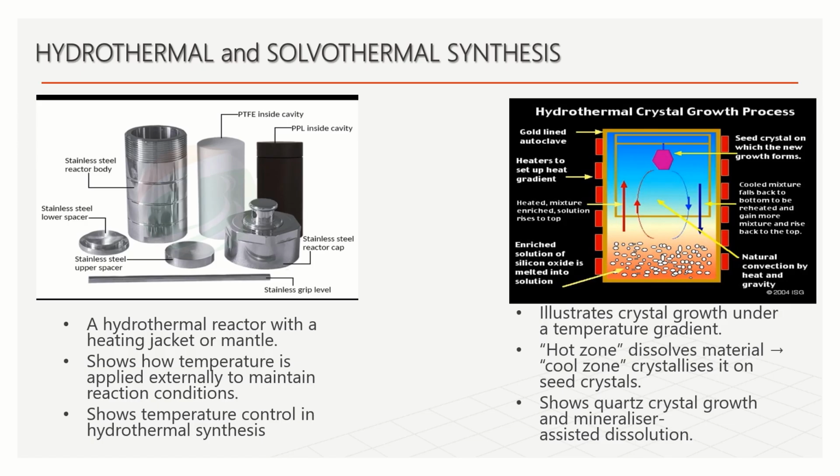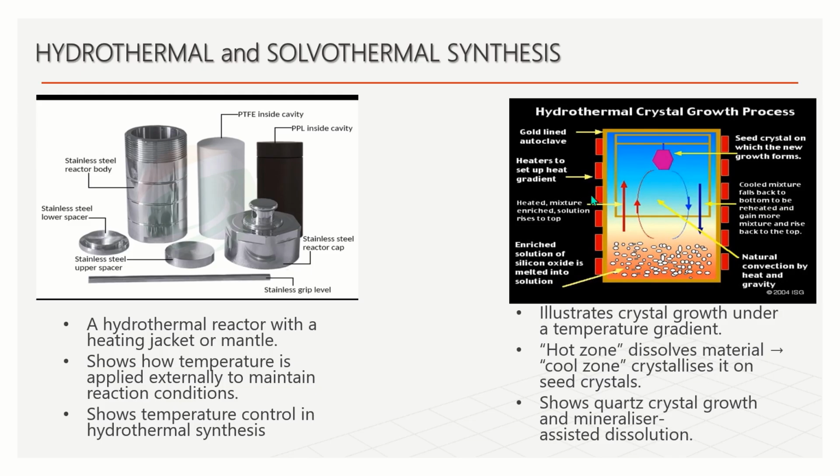On the right hand side, the diagram shows how the crystals grow in the hydrothermal temperature gradient. There are two zones inside the autoclave. The hot zone is the bottom one depicted in orange color. The temperature is high and the solid starting material dissolves in the hot water. The solution becomes enriched in the dissolved particles.